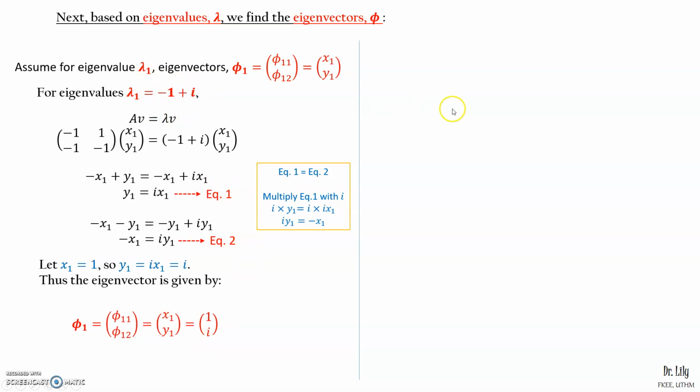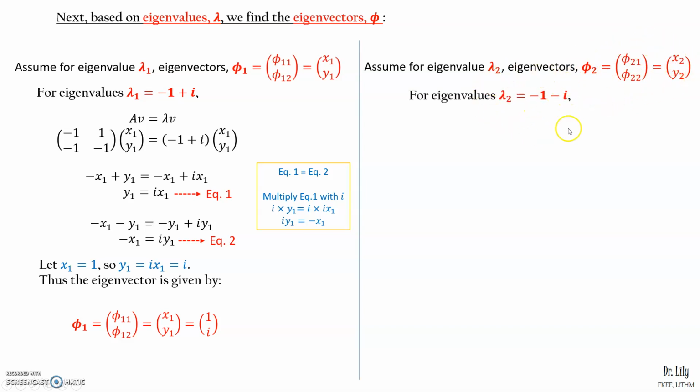Okay, so next kita pergi kepada eigenvalue yang kedua. Okay, untuk eigenvalue yang kedua sama juga, kita assume eigenvector kita adalah V2, V21, V22. Since kita tak tahu value dia, kita assume dia adalah X2 dan Y2. Okay, so untuk eigenvalue yang kedua, which is value dia adalah negative 1 minus I. Okay, here you have negative 1 tambah I. So, here is negative 1 minus I, okay.